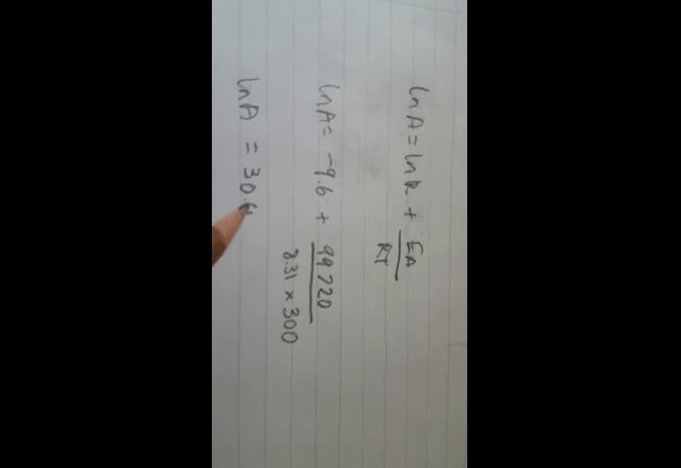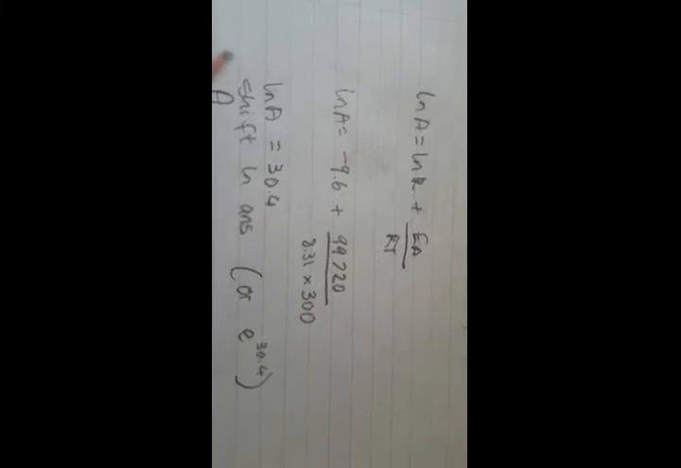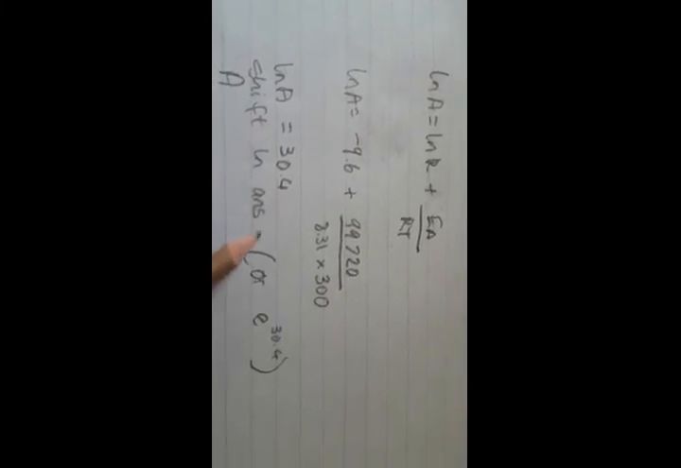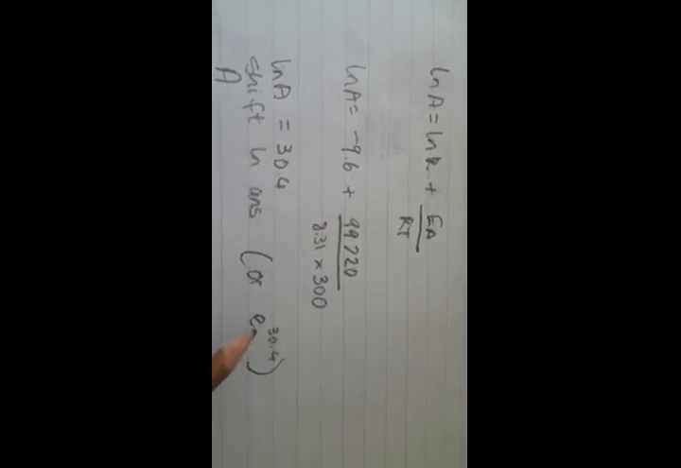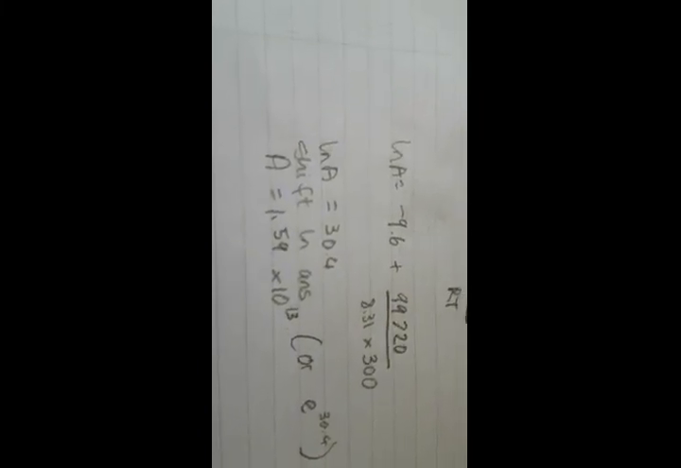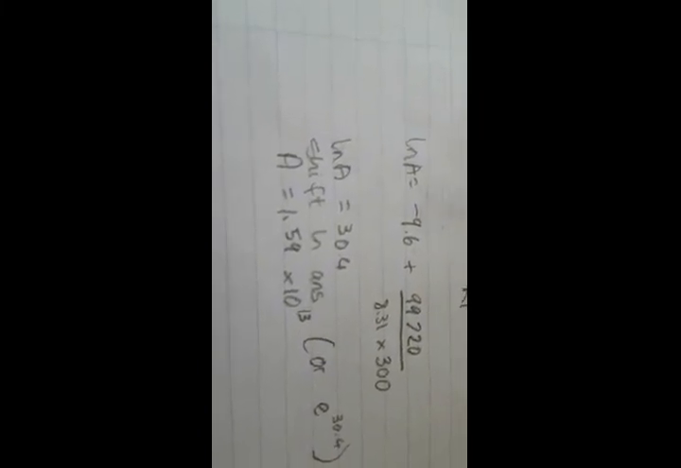One last thing to do though, that's the value of ln A. To convert that into A, you can on your calculator just type shift ln answer. It's the easiest way. What you're actually doing is converting that into e to the 30.4. That will give you the value for A. It often comes out as a really large figure for A. Don't be worried about that. There we go. All done. Bob's your uncle. That's how to get A.